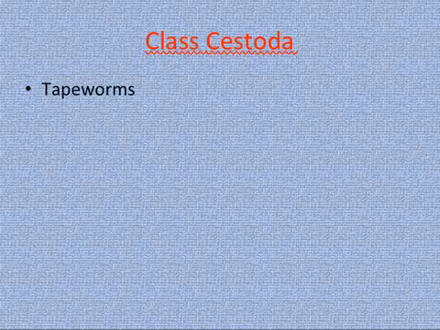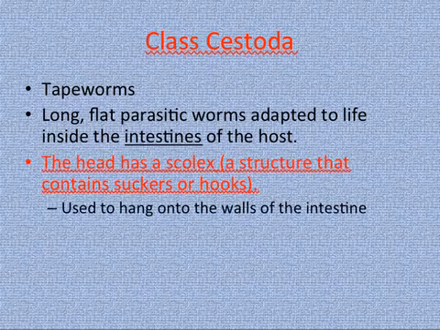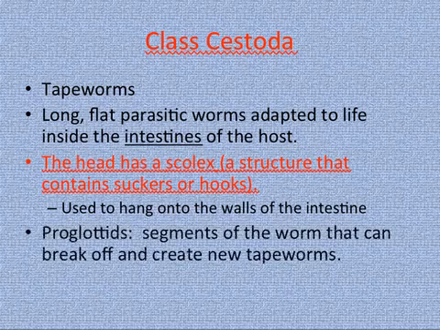The last class we'll talk about in phylum Platyhelminthes is class Cestoda. Their common name is tapeworms. They are long, flat, parasitic worms adapted to life inside the intestines of the host. The head has a scolex, and you need to remember that word, scolex. It's a structure that contains suckers or hooks.